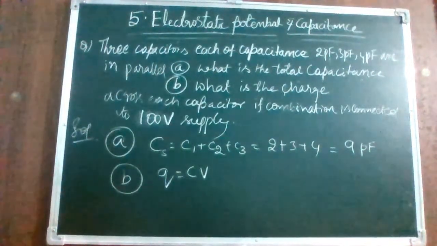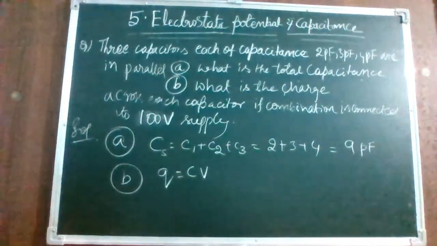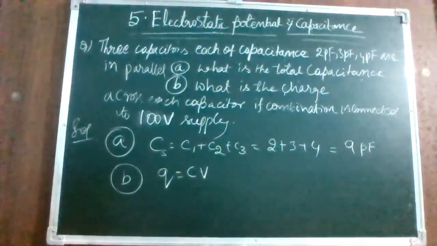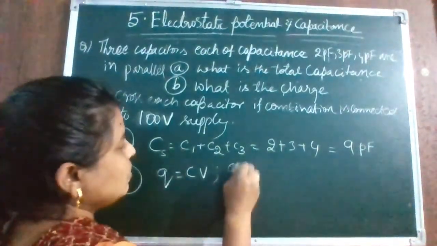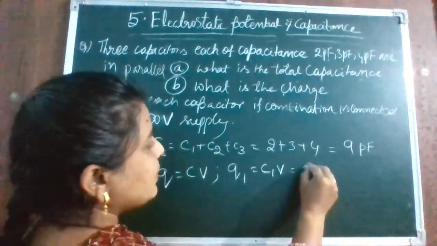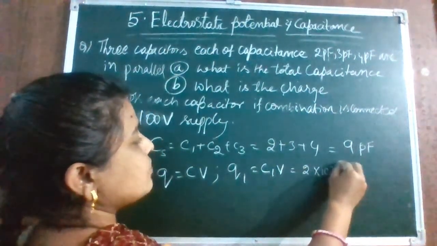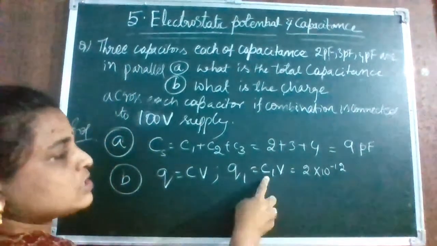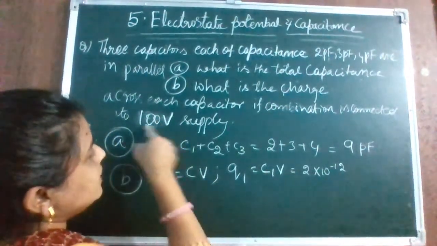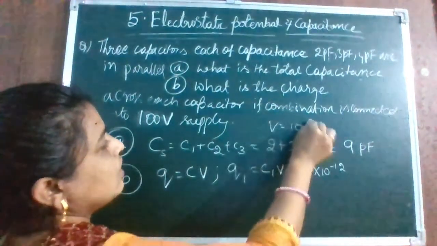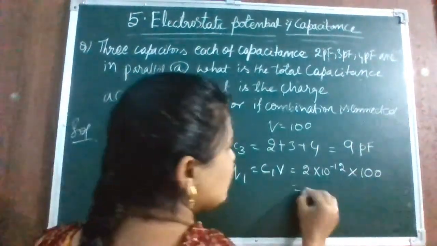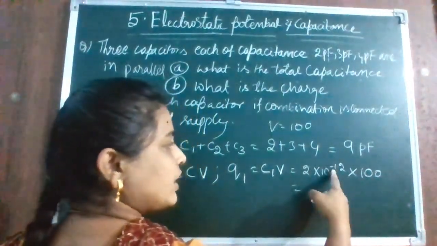Q is equal to C into V. He has given the voltage. How much voltage he has given? 100 volts. And the capacitances are not equal, so we have to place Q1 is equal to C1V. That is equal to 2 picofarads, 2 into 10 to the power of minus 12 farads, since C1 is equal to 2 picofarads, and into how much voltage he has given? V is equal to 100 volts. So into 100, so 10 to the power of 2.